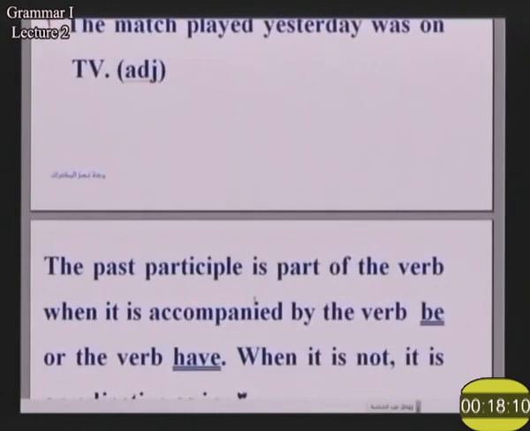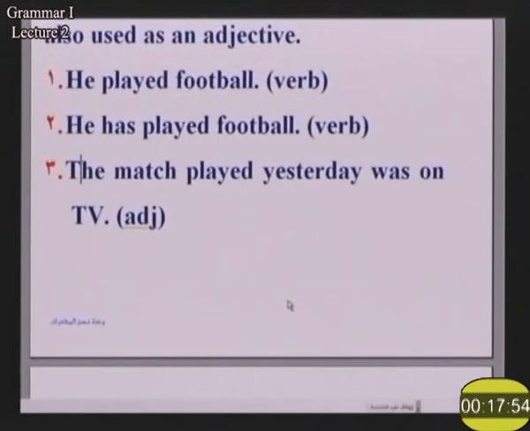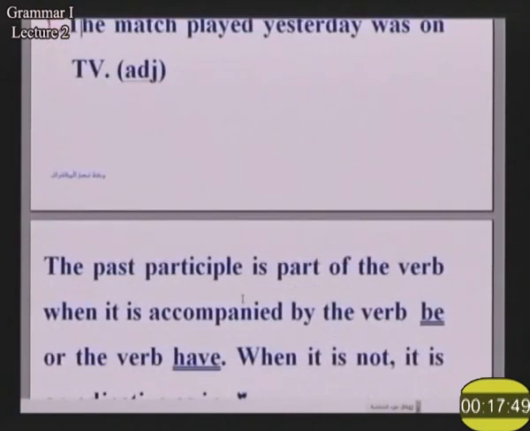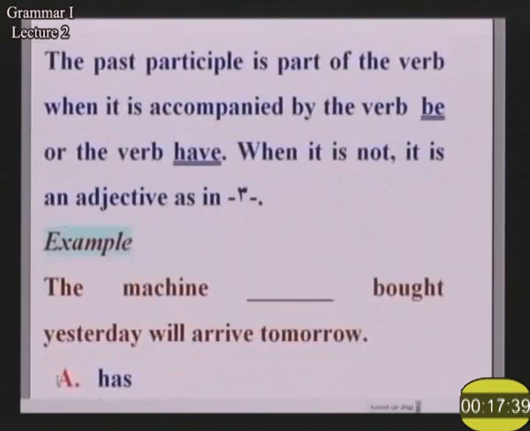The past participle is part of the verb when it is accompanied by the verb be or the verb have. يعني بقول هنا has played، وبقول is played, either verb to be or the verb have. When it is not, it is an adjective as in example number 3. Right. Let's look at this example then.